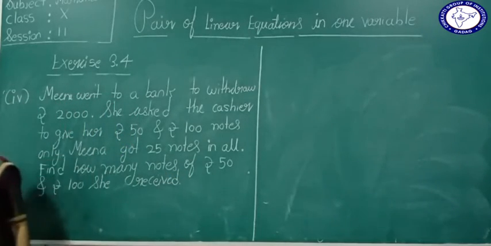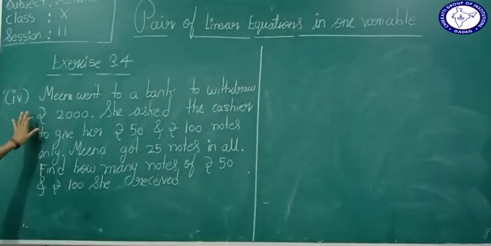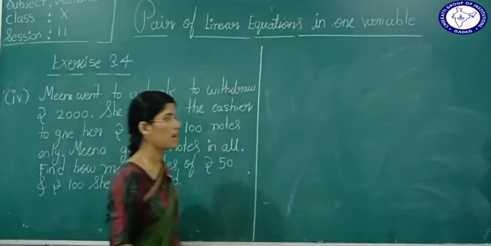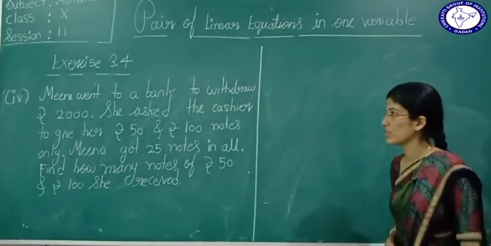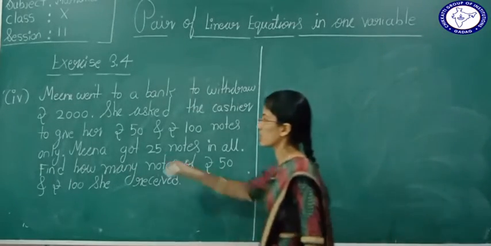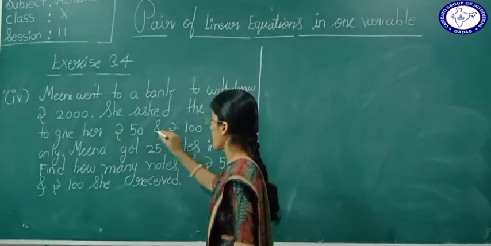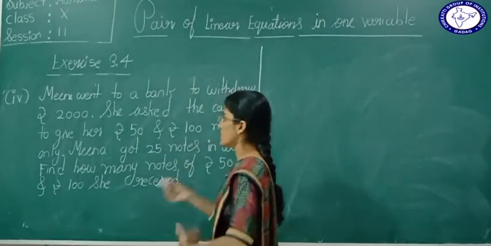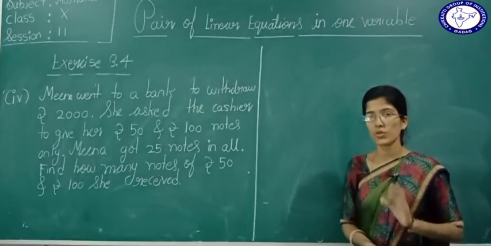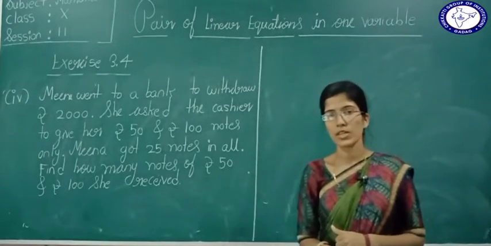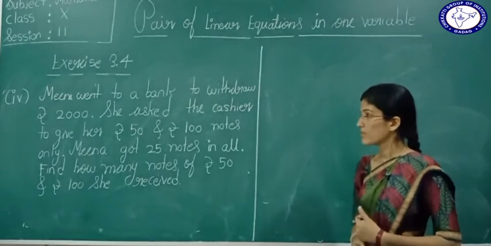Now see, Meena went to a bank to withdraw rupees 2000. She asked the cashier to give her rupees 50 and rupees 100 notes. She asked the cashier to give only the notes of 50 rupees and 100. You also do the same thing, no?